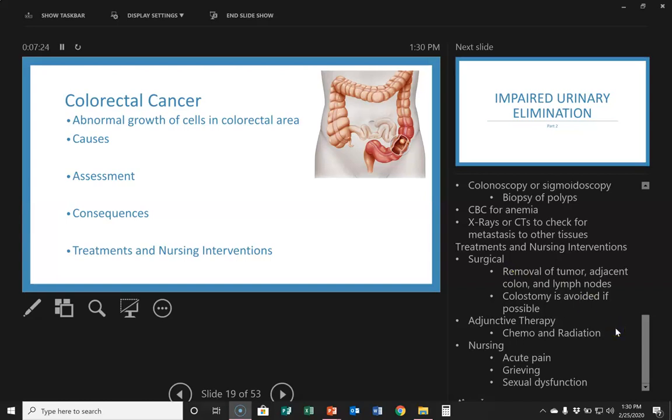Treatments, almost always it's going to require a surgical treatment. They're going to have to physically go in and remove that tumor that has formed. A colostomy might have to be placed because they're not going to just take the tumor. They're going to take the colon that's around the tumor, and depending on how much they have to take, there might not be enough to reattach to itself. So they may need to put in a colostomy bag.